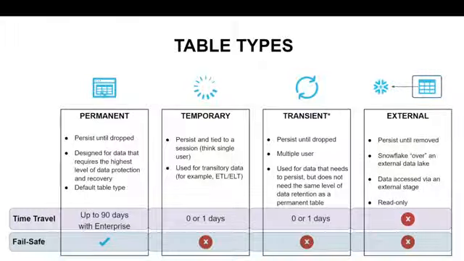It also includes a fail-safe. Fail-safe means that if you have, let's say, a time travel period of 90 days and you were not able to recover the lost data within that period, there is always a 7 day grace period from where you can retrieve the data through the fail-safe option. So these are the different features of time travel and fail-safe in terms of a permanent table. Now let's see what is a temporary table.